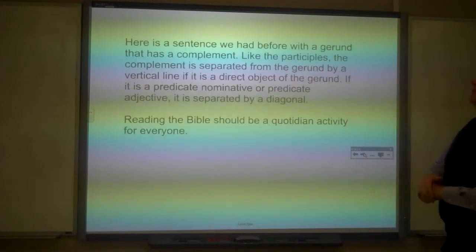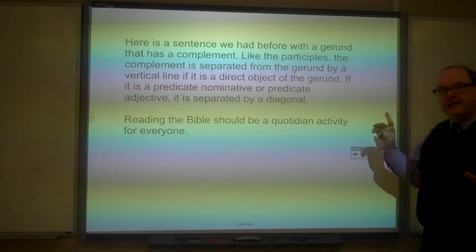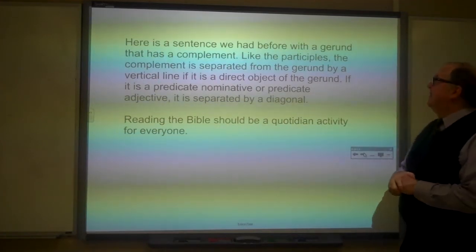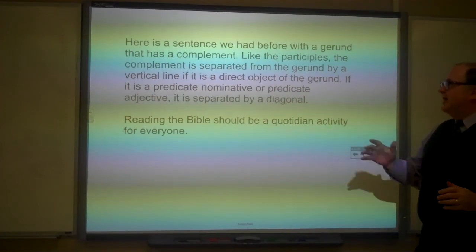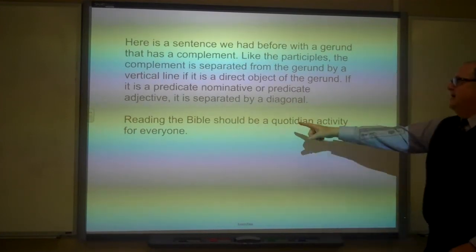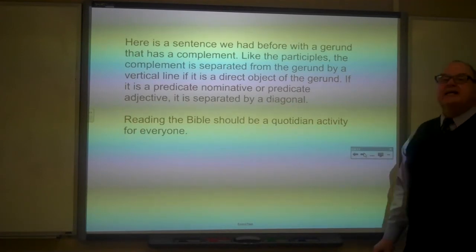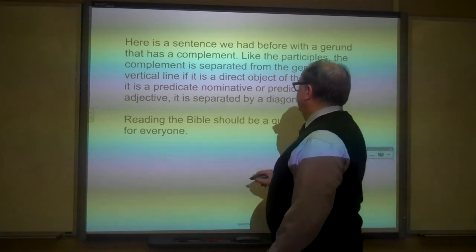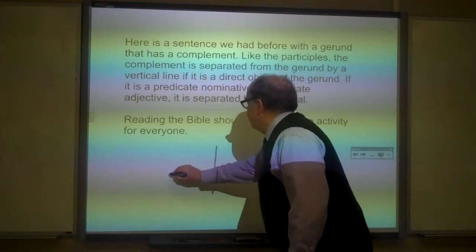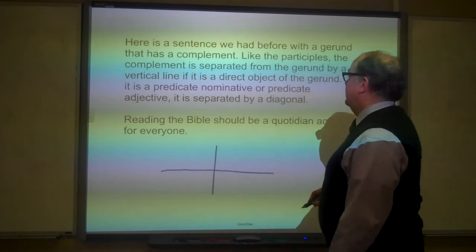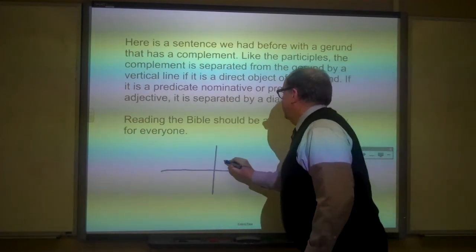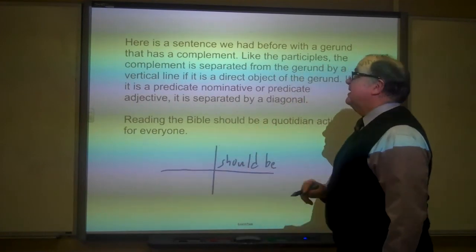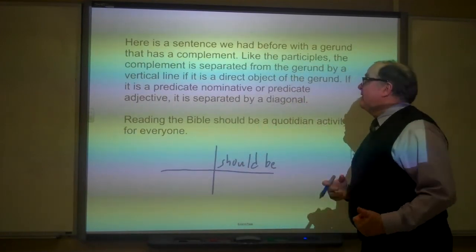Okay, here's a sentence we had before with a gerund that has a complement. Like the participles, the complement is separated from the gerund by a vertical line if it's a direct object, and if it's a predicate nominative or predicate adjective, it's separated by a diagonal. So, reading the Bible should be a quotidian activity for everyone. All right, preach it, right? Should be is the verb. Reading the Bible is a gerund phrase that is the subject.